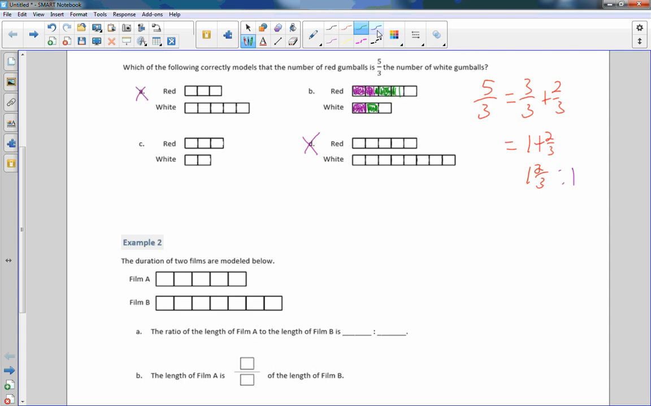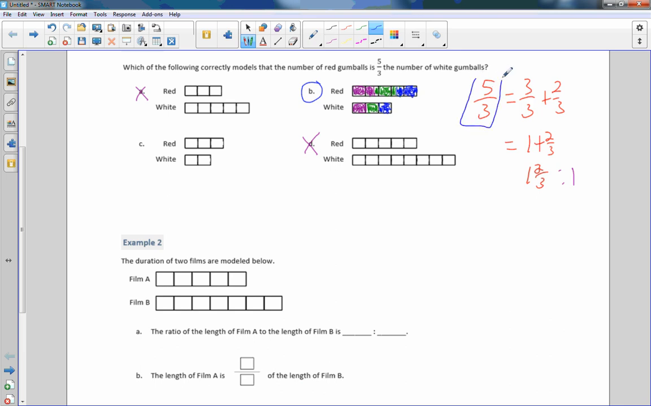And then finally, if I shade the third one white, for every white, there's 1 and 2/3 gumballs. So that filled in my entire tape. So this is 1 and 2/3, this is 1 and 2/3, and this is 1 and 2/3. So the answer is B. This is 3:2, which would be 1.5 per 1. Okay, so that's another way of looking at how to determine.